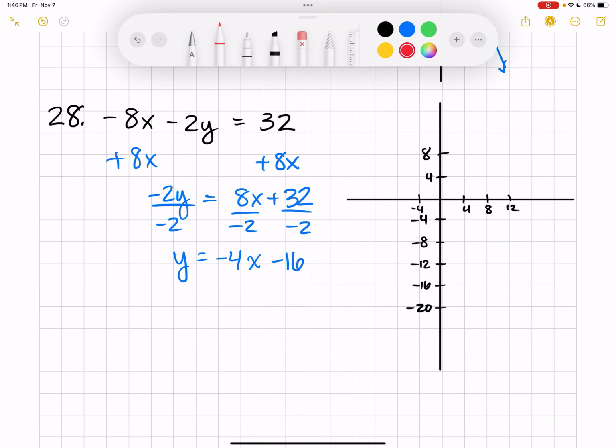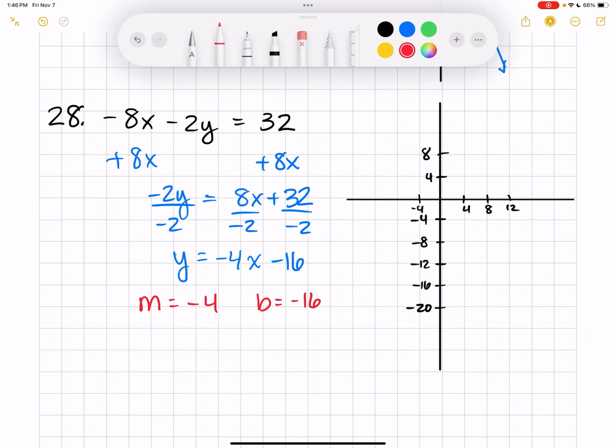All right. Oh, we didn't talk about what's the slope of this. M is negative 4, and B is negative 16. Hey guys, we're doing math. Focus up. All right. What does this slope tell me to do?